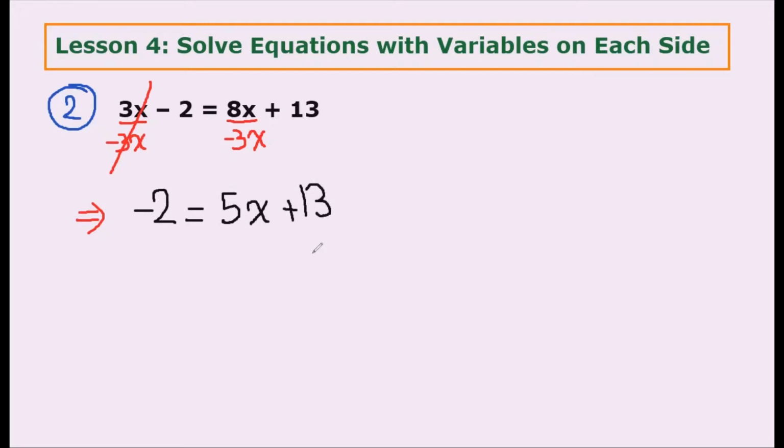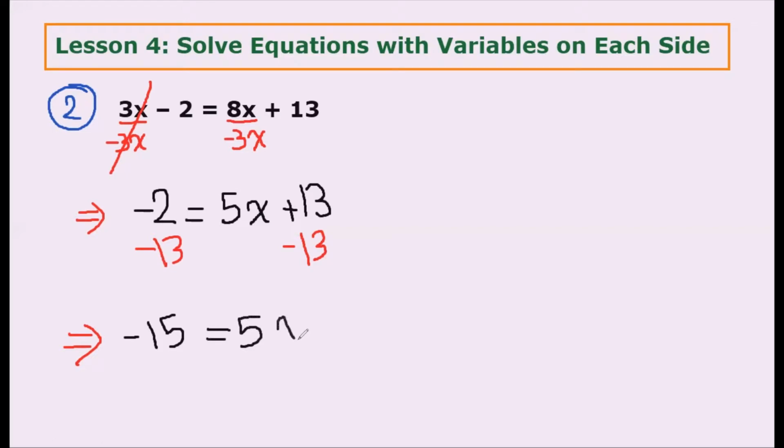Okay. So did we just finish? No, we need to move the 13 to the other side of the equation. How can we do that? Actually, this is the type of equation that we were solving in the last lesson. Let's just subtract 13 from both parts of the equation. So in the first part, we have negative 2 minus 13, which will give us negative 15. And negative 15 is equal to 5x.